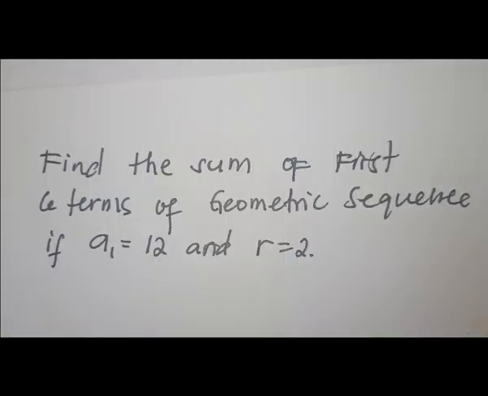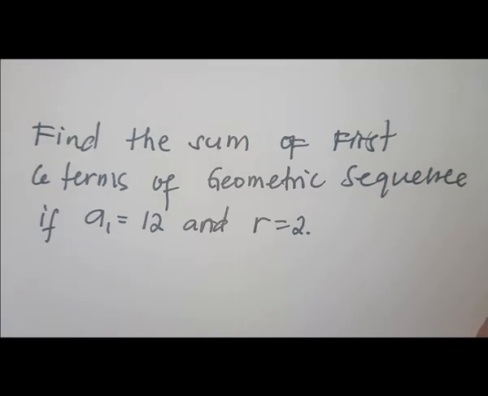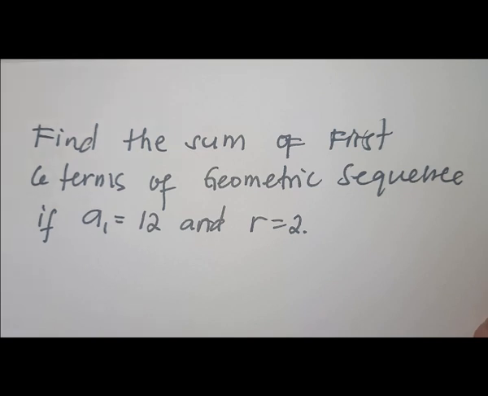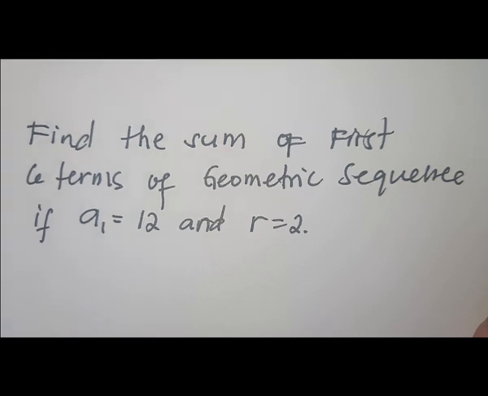Okay, so now, let's have an example of finding the geometric series of a geometric sequence using the formula. Let's use this example: Find the sum of the first 6 terms of a geometric sequence if a sub 1 is 12 and its common ratio, or r, is equal to 2.